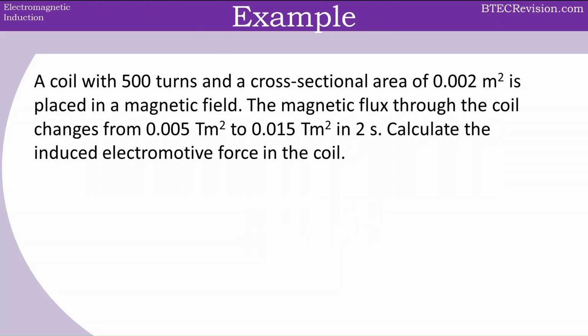Now let's look at an example. A coil with 500 turns and a cross-sectional area of 0.002 meters squared is placed in a magnetic field. The magnetic flux through the coil changes from 0.005 Tesla meters squared to 0.015 Tesla meters squared in 2 seconds. Calculate the induced electromotive force in the coil.